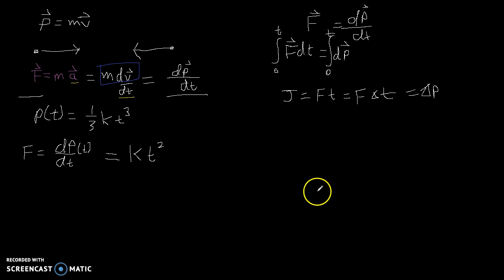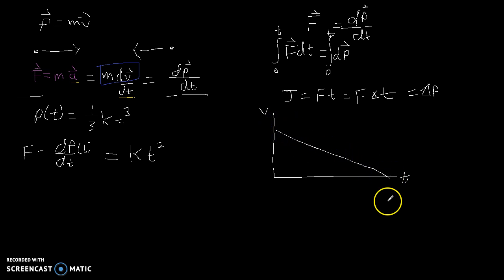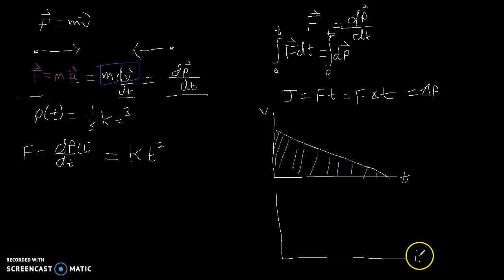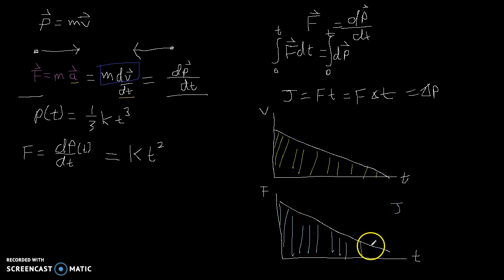Now let's take a look at graphs. So from kinematics, if we have a graph of time and velocity, we know that the displacement is the area under this graph, because velocity times time is equal to distance. So in this case, if we are given a force versus time graph, and we wanted to find the change in momentum, which is the impulse, all we have to do is find the area under this force times time graph.